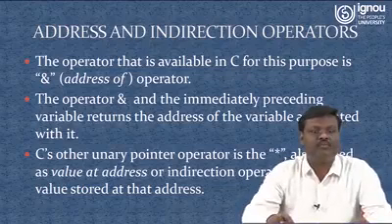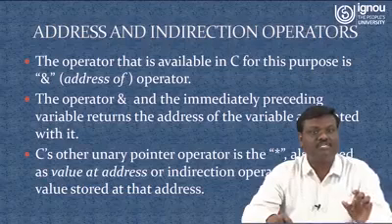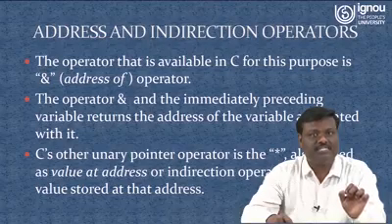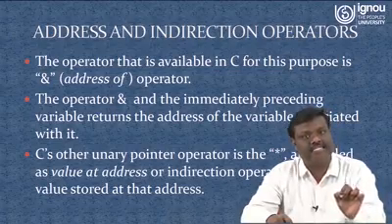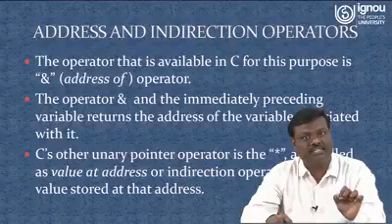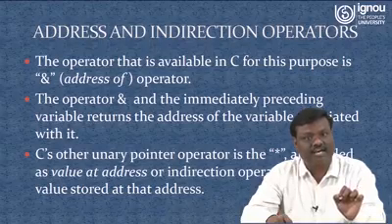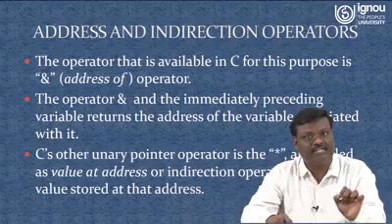Another unary operator is the star. As you can see, whenever we declare a pointer variable, we associate an indirection operator, that is the unary operator, the star symbol. Or else, if you want to access the value at that address, you can also use the star operator, as value at address or indirection operator. It returns the value stored at that particular address.